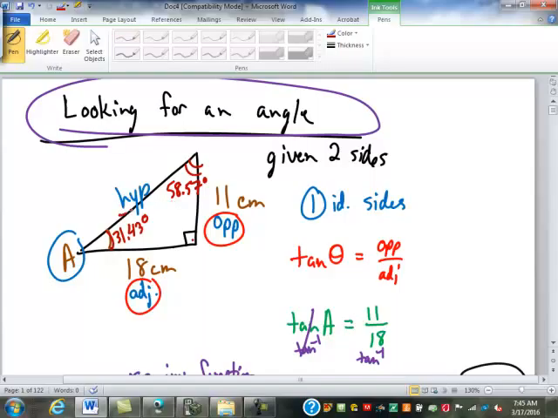Of course, finding the hypotenuse here, we don't even really need trig. That's just the square root of 18 squared plus 11 squared, or Pythagorean theorem, right? a squared plus b squared equals c squared.